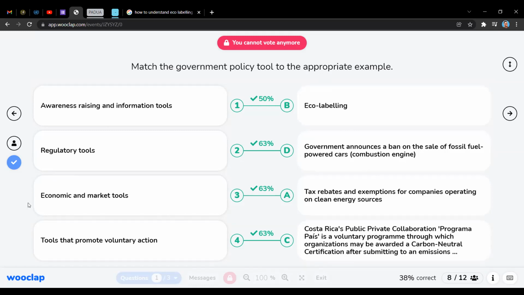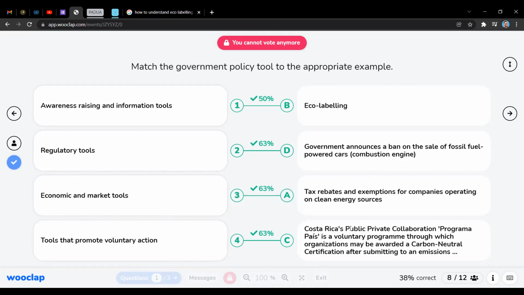That is using what? Regulatory tools. And then you've got economic and market tools. So you've got tax rebates or exemptions for companies operating on clean energy sources. I'm sure you know that companies usually pay taxes. Okay, somebody wanted to say something? Okay, so yeah, exemptions from certain taxes. I spoke about this. This is an incentive on the economic and market side. And then you've got tools that promote voluntary action.